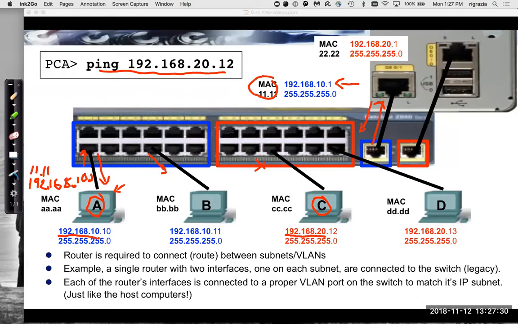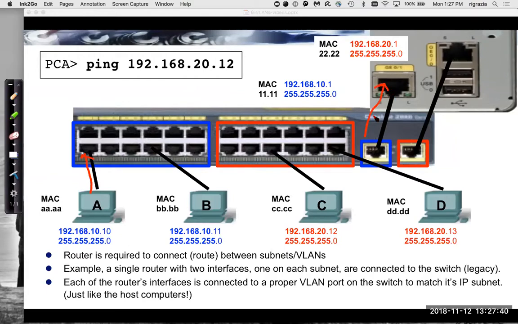Let me actually clean this up a little bit. There we go. So the packet's going to be sent from A to the router. Then the router is going to route it. If it needs to do an ARP request for C, it will, and get an ARP reply from C, but it will then send it out this port here, associated with 192.168.20.1. Think of it almost, that's what a router does, right? Connects different networks and then sends that packet to C.